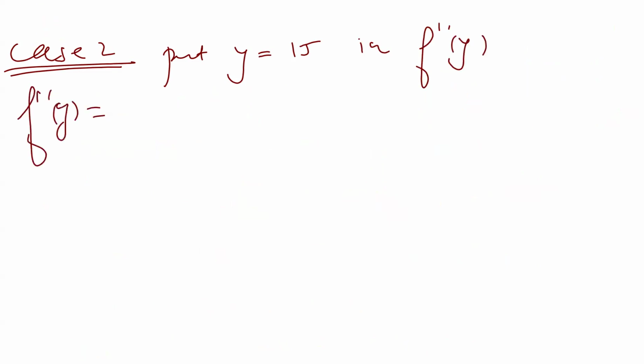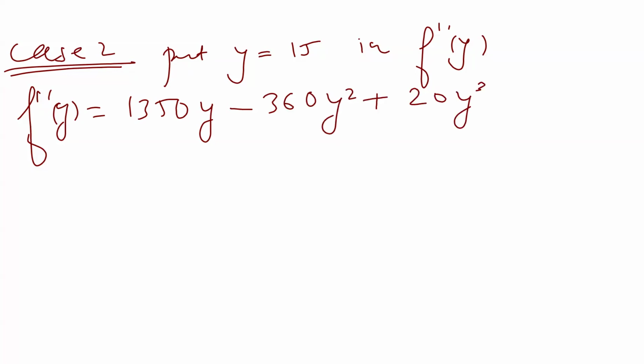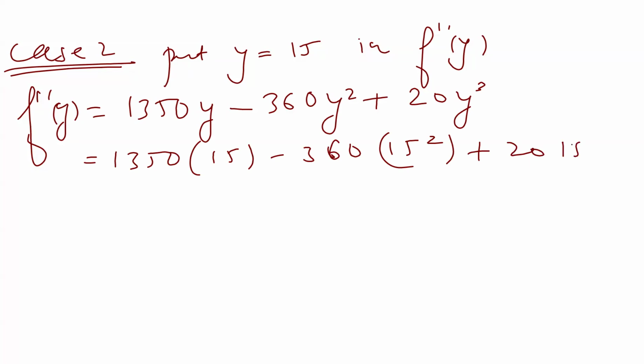F double dash y is equal to 1350y minus 360y square plus 20y cube. So put the value of y as 15. Calculations are a bit lengthy, but be alert. And the best part is you have a calculator, so you need not worry about anything.